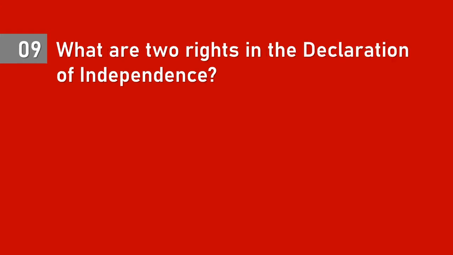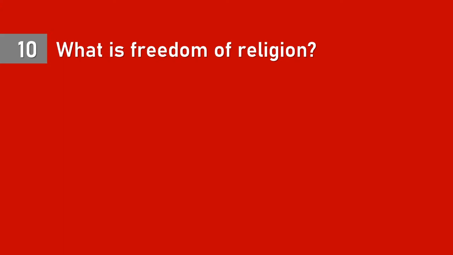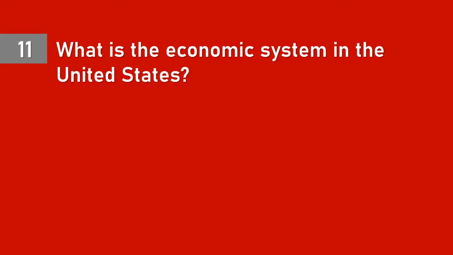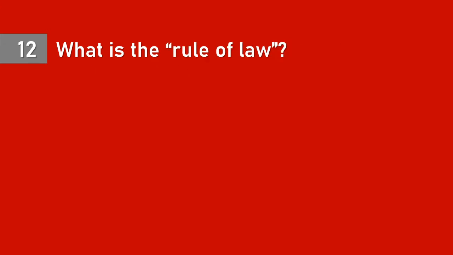Question 9. What are 2 rights in the Declaration of Independence? Life, liberty, pursuit of happiness. Question 10. What is freedom of religion? You can practice any religion, or not practice a religion. Question 11. What is the economic system in the United States? Capitalist economy. Market economy.